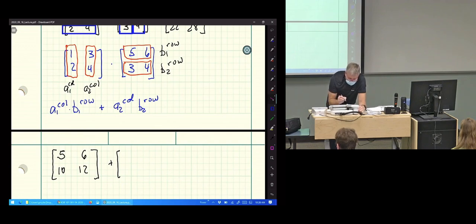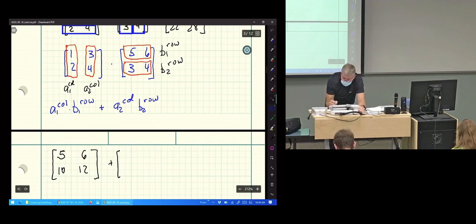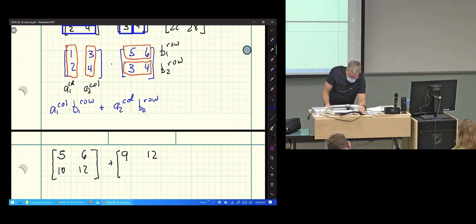And then 1 times 6 is 6. 2 times 5 is 10. And 2 times 6 is 12. So that's our first entry. The next one, we do the second column times the second row. We do 3 times 3, 3 times 4. 3 times 3 is 9. 3 times 4 is 12. Now what's really sweet about this is the individual calculations. We're not having to do a whole bunch of addition at the same time we're doing multiplication. The bookkeeping is a little bit bigger, but that's it.